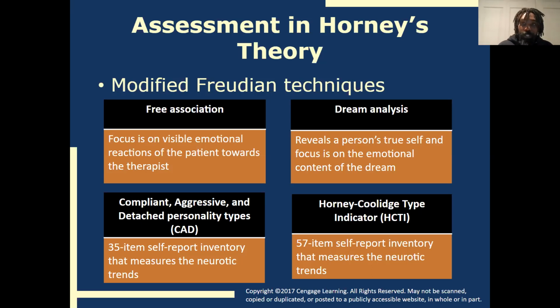What she focused on was engaging in free association, but in that case the therapist was always in front of the client or the patient. She did not want to establish in any way, shape, or form some type of power dynamic between the therapist and her patient. And what she felt was important was, as it mentions here, the visible emotional reaction of the patient towards the therapist.